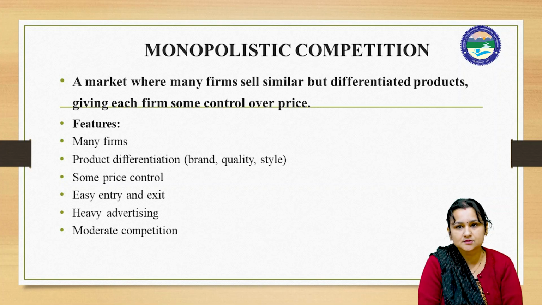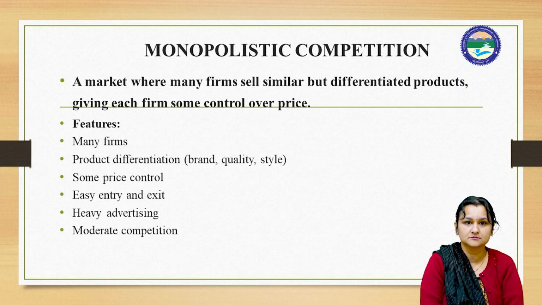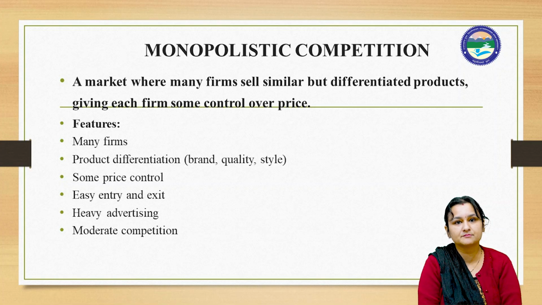Whenever we visit any restaurant, we can see that each restaurant differentiates itself through its menu, its taste, and even its ambience. Price or services, everything is different, giving it some control over pricing. Here entry and exit are easy, and customers have many close substitutes. The combination of many competitors and product differentiation makes the restaurant industry a classic case of monopolistic competition.